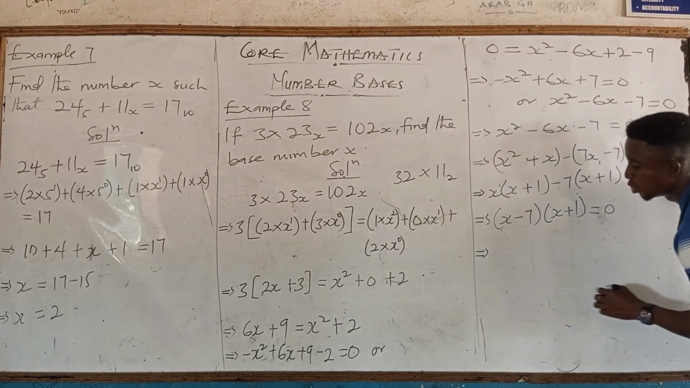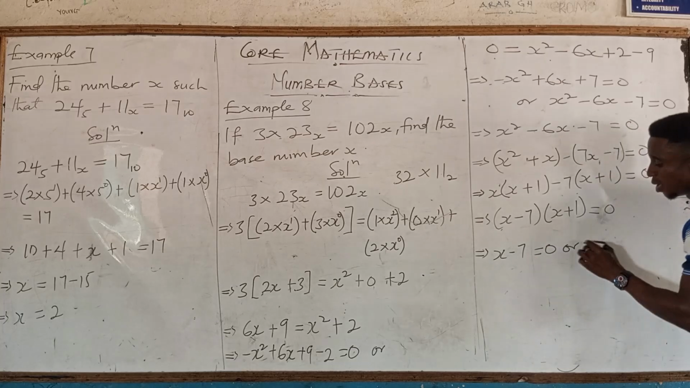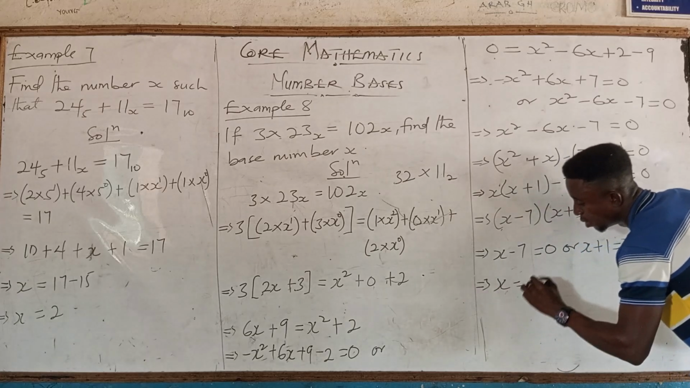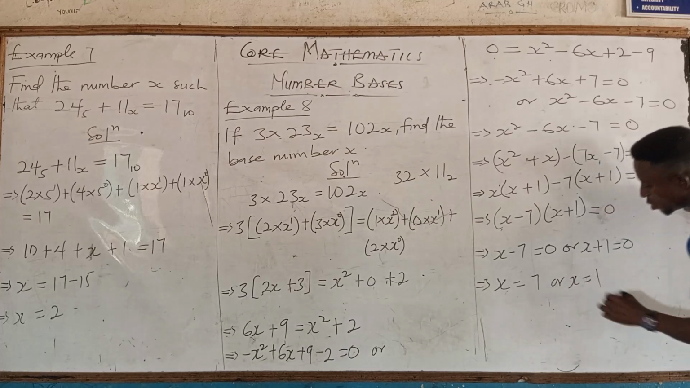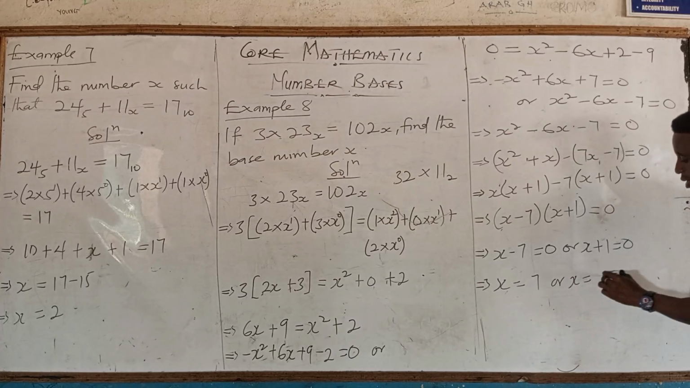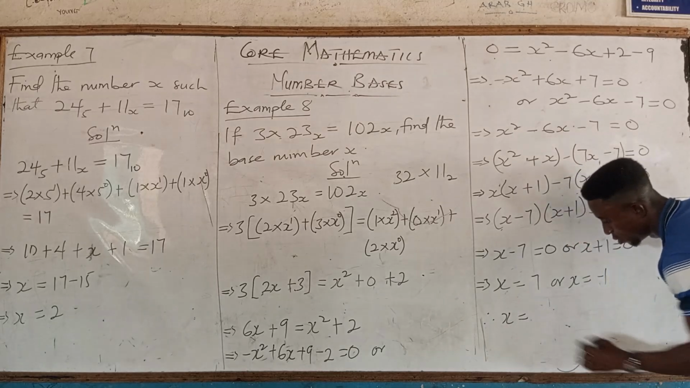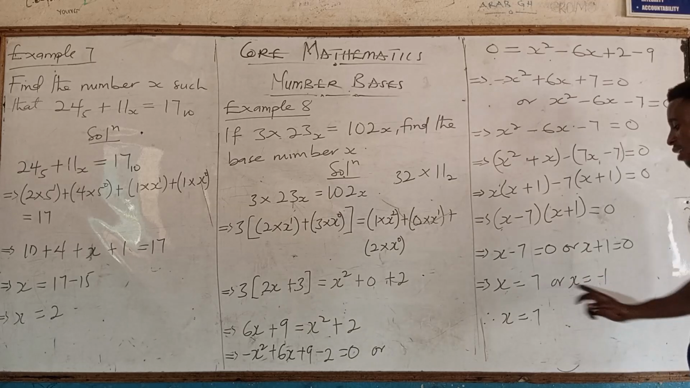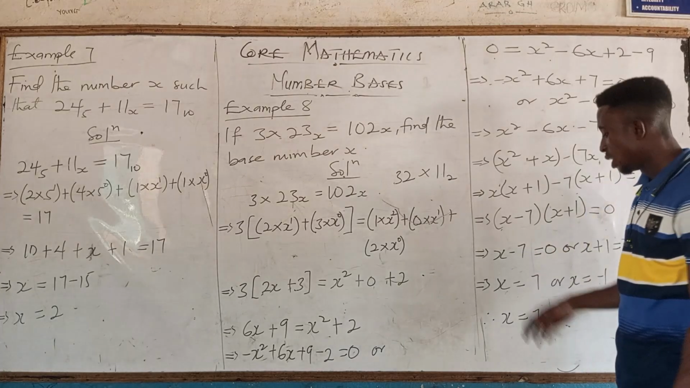And as usual, x minus 7 is equal to 0, or x plus 1 is equal to 0. And this one will get that x is equal to +7, or x is equal to +1, sorry, -1. So therefore, x is equal to +7, but not -1 because we are talking about number base. Are we getting that? That is what we had on the calculator. But we wanted to show work, and that is why we went through. So this is what we are having.